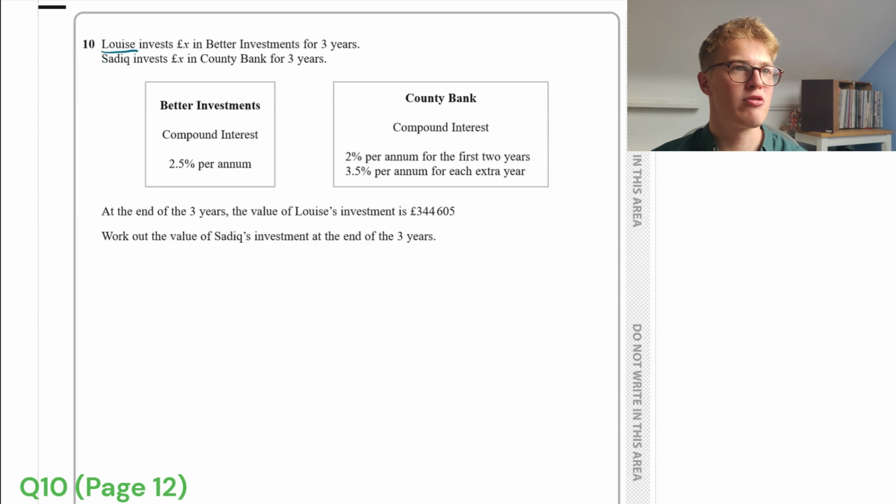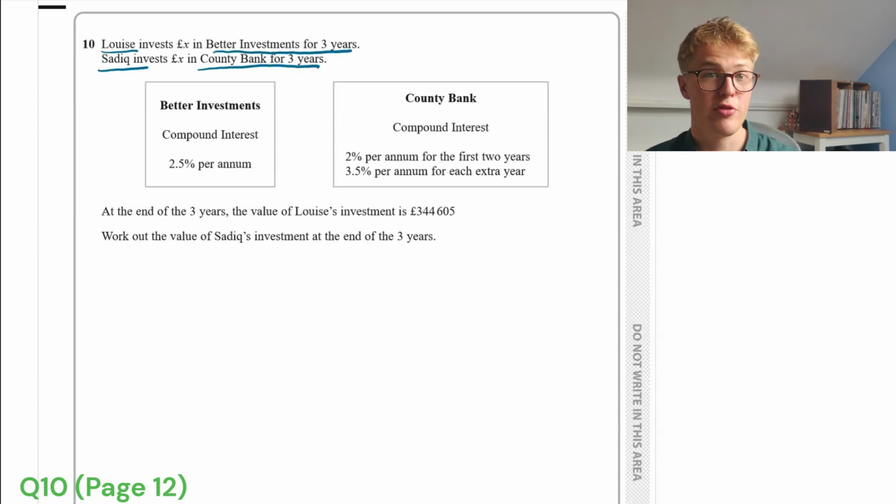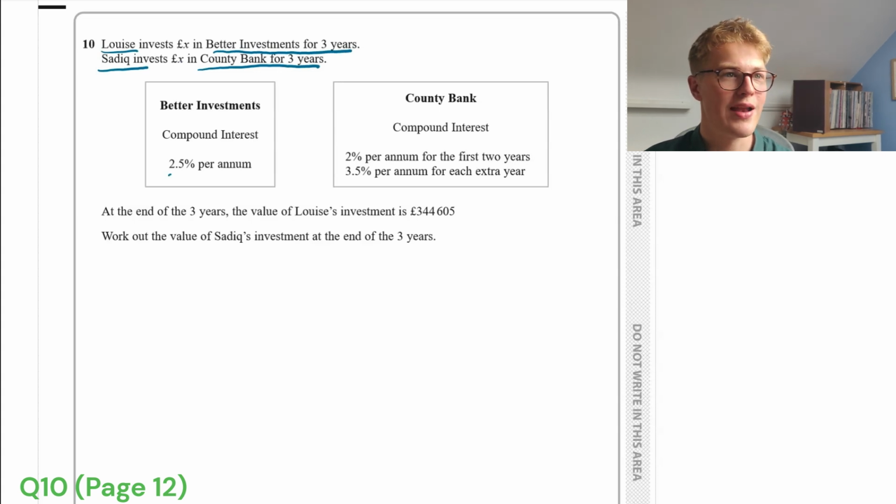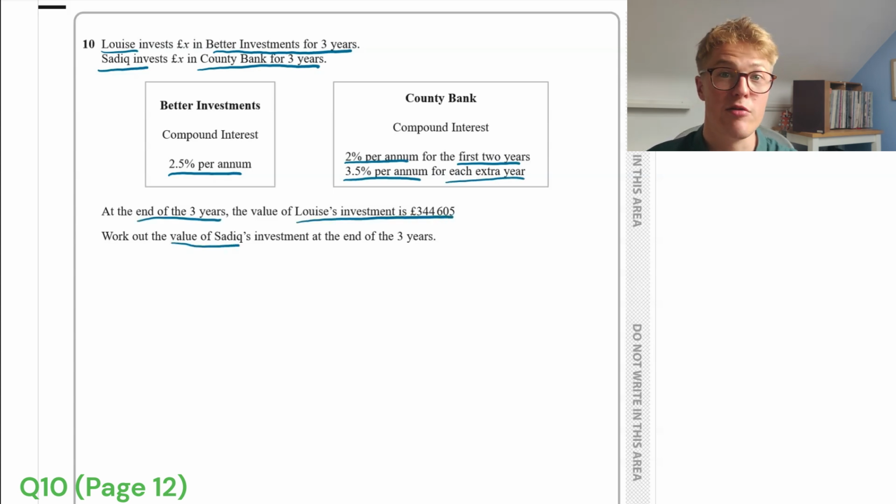Louise invests X pounds in Better Investments for 3 years. Sadiq invests X pounds in County Bank for 3 years. At the end of the 3 years, the value of Louise's investment is £344,605. Work out the value of Sadiq's investment at the end of the 3 years.